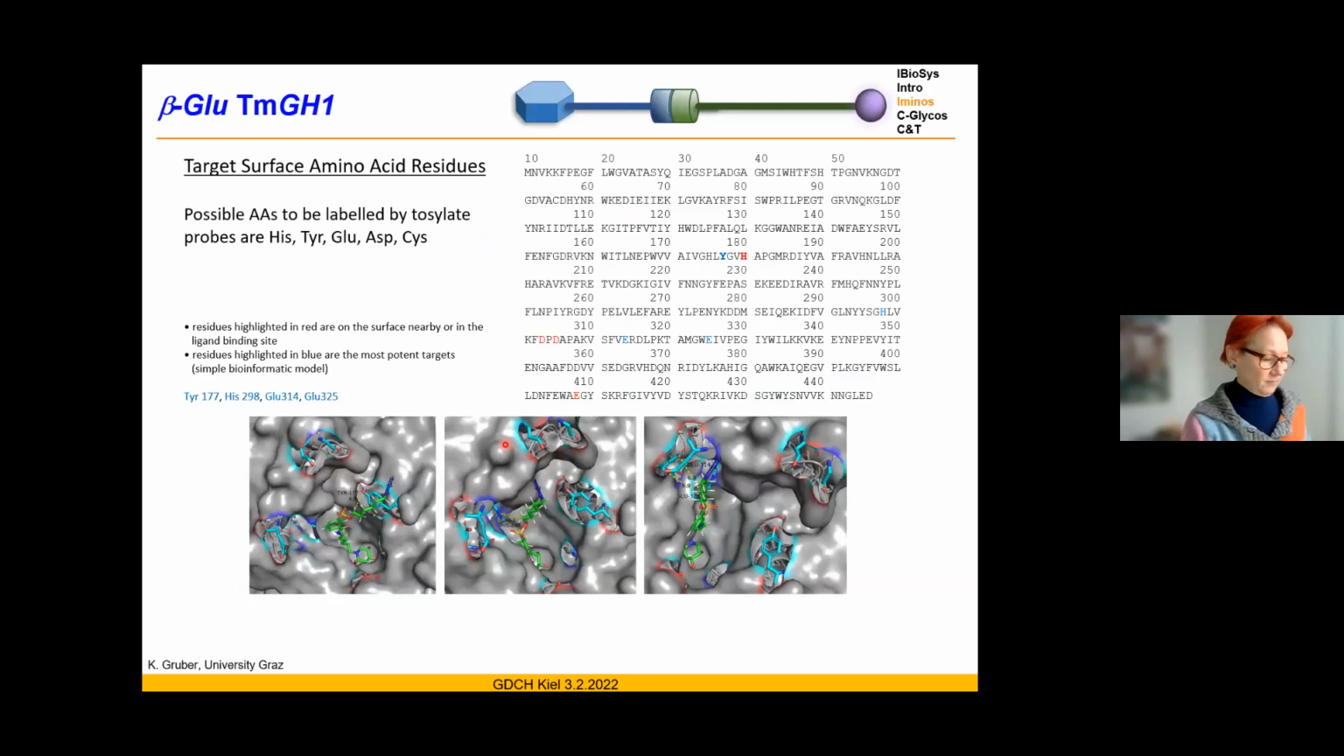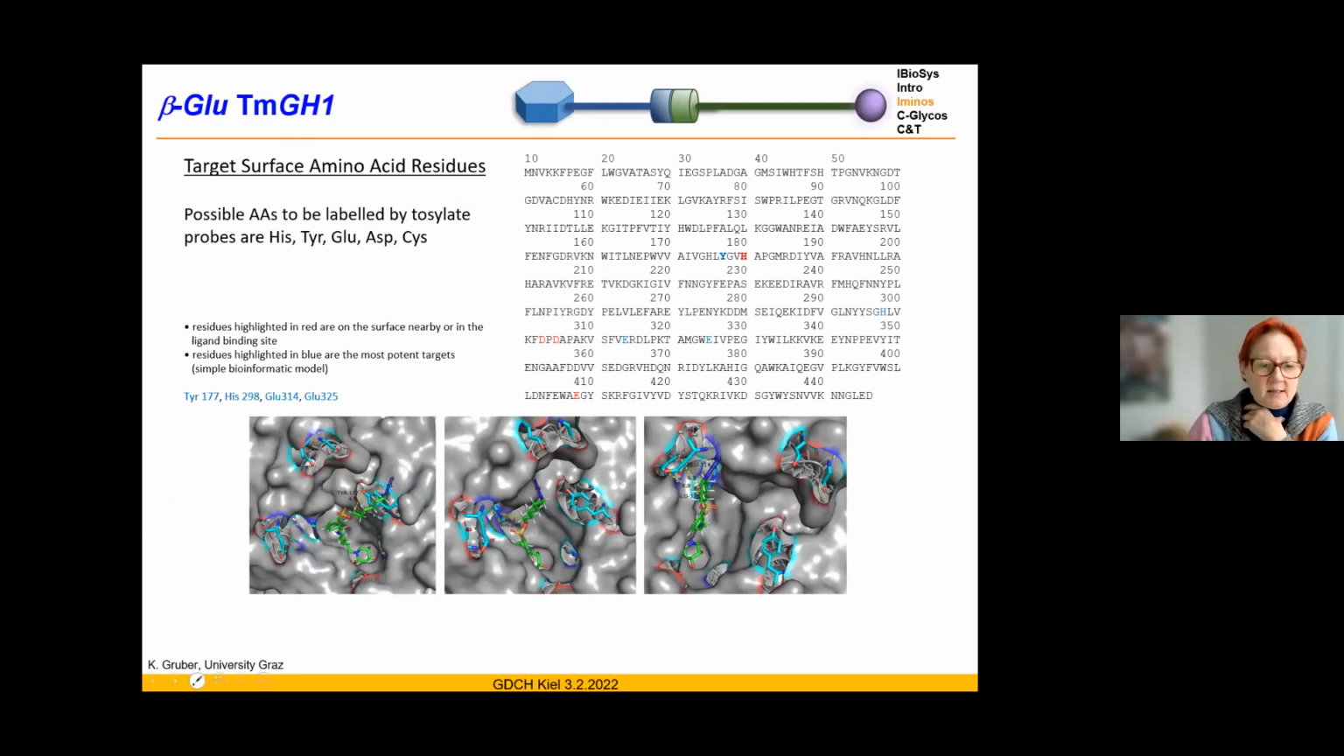So first of all, we had to do the math. This is, first of all, choosing model substrates or model targets, and we went for beta-glucosidases. In that particular case, we worked on beta-glucosidase from Thermotoga maritima. And first of all, we had to look whether there is a suitable amino acid available for our probe at the entrance of the active site.